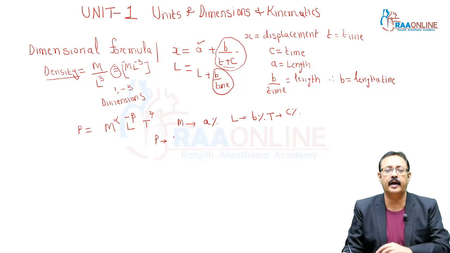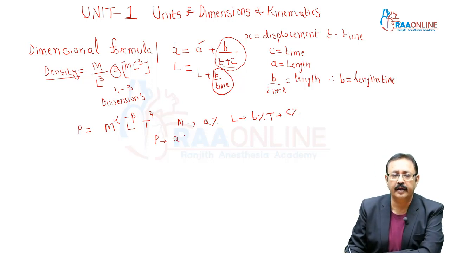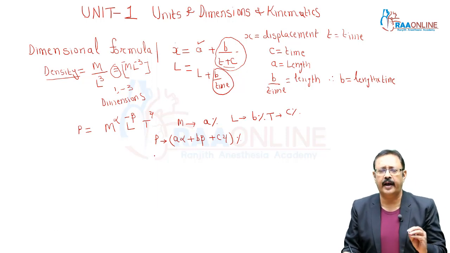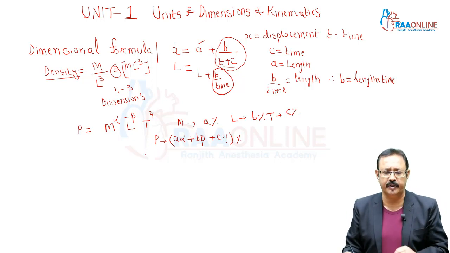So in P, if you want to calculate total error, always add the errors. It means the total error should be a alpha plus b beta plus c gamma. Total error should be this. Don't get confused with this minus. Error is error, either it is in the denominator or in the numerator. It will destroy your result. So errors we have to add always. So this was, we have to take care of units and dimensions.